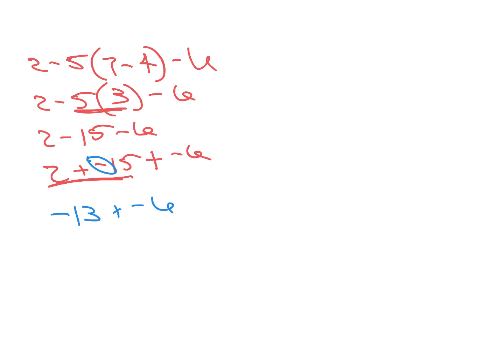-13 plus -6. Signs are the same. So I just add the two numbers and put the negative sign on there. So the key is if the signs are the same, you add the numbers. If the signs are different, you take the difference between the two numbers. So hopefully that'll kind of help you to know what you're doing there.